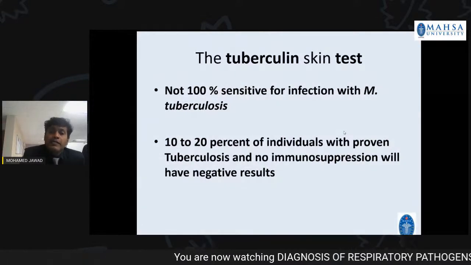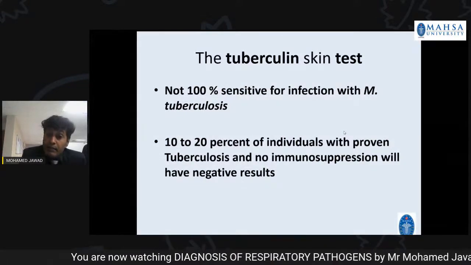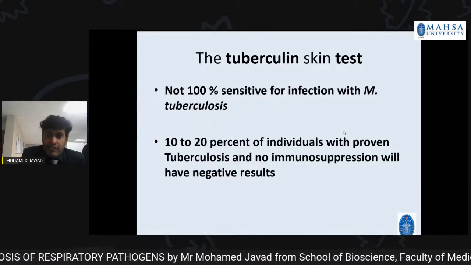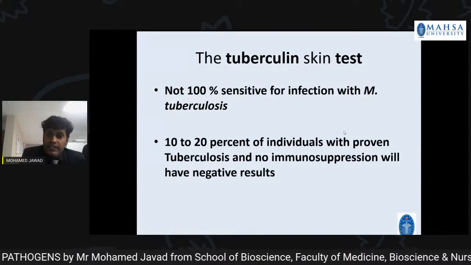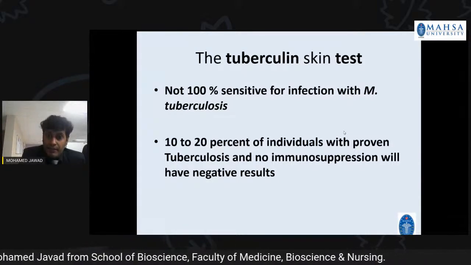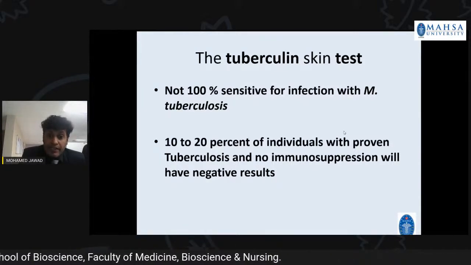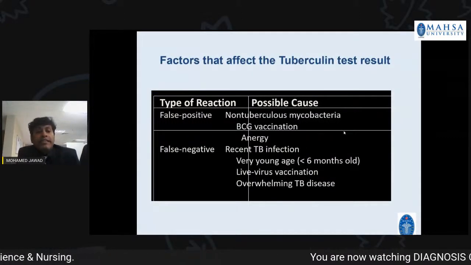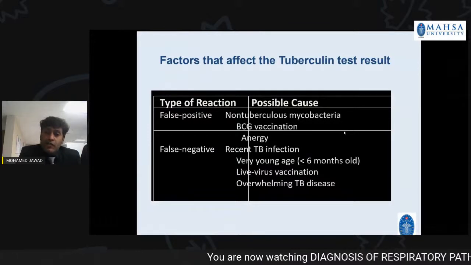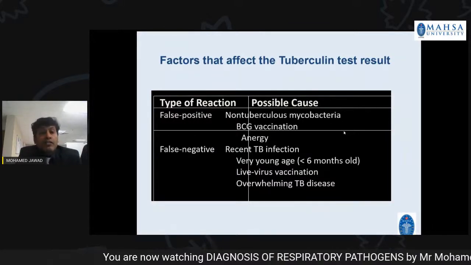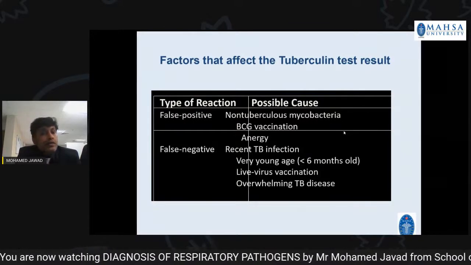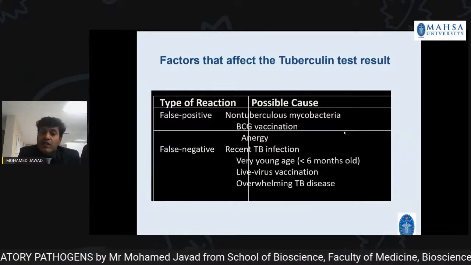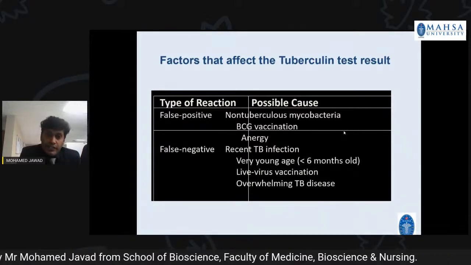Then, the tuberculin skin test is not 100% sensitive for the infection of Mycobacterium tuberculosis. A lot of factors influence it, because some conditions will affect this test. False positives can occur. In case of non-tuberculous mycobacteria, it will also cause a positive reaction, induration. Recent vaccination will also cause induration.